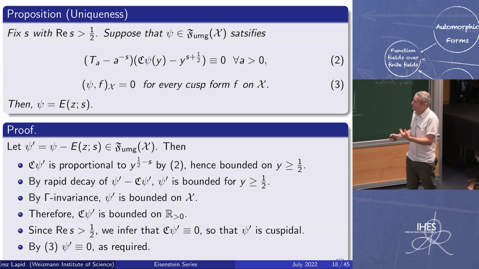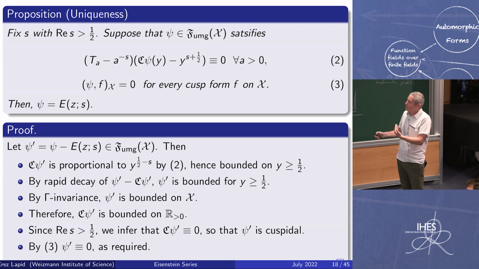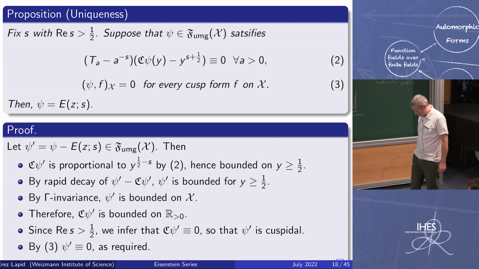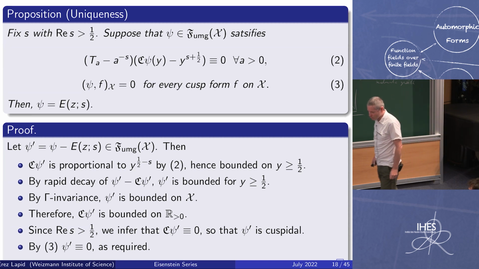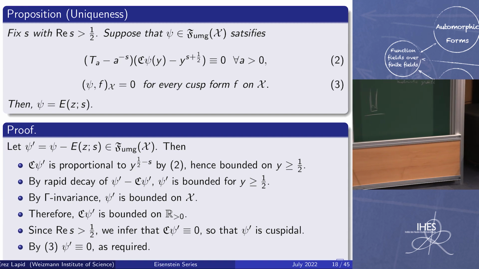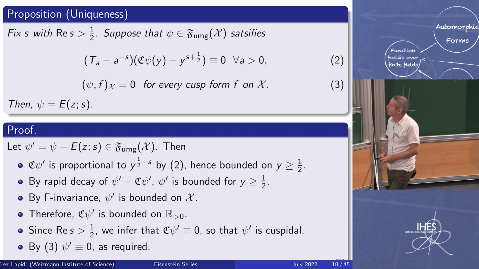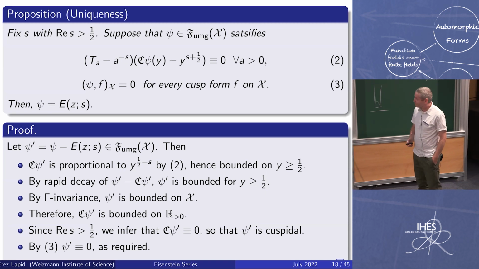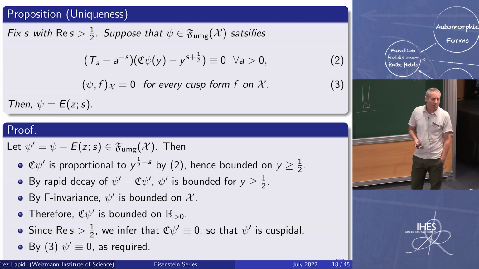And once the constant term is 0, that means that psi prime is cuspidal, and now I finally use the third condition to get a contradiction. Any questions? Okay, good. So this is the uniqueness part.